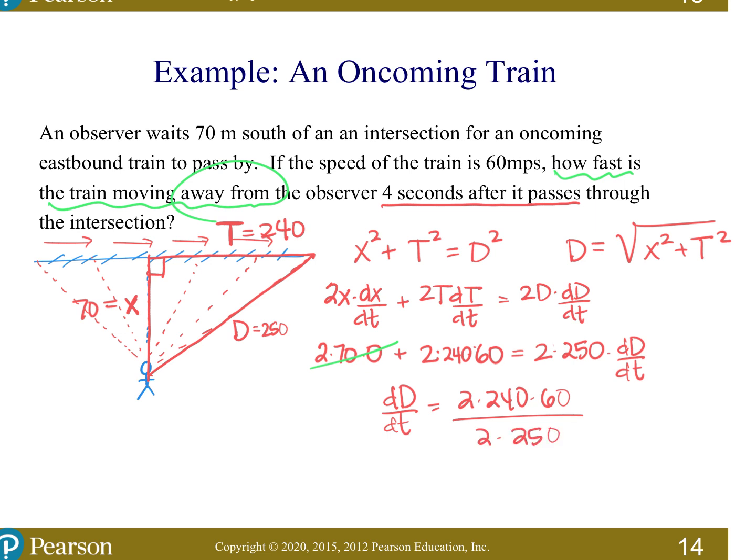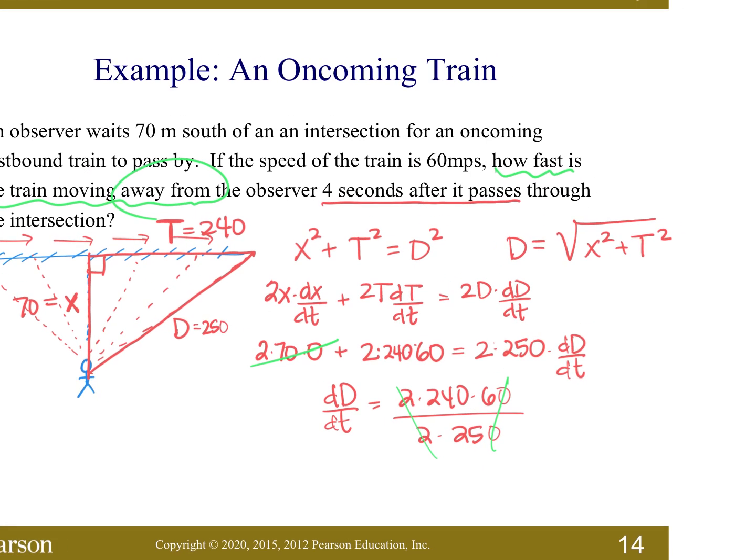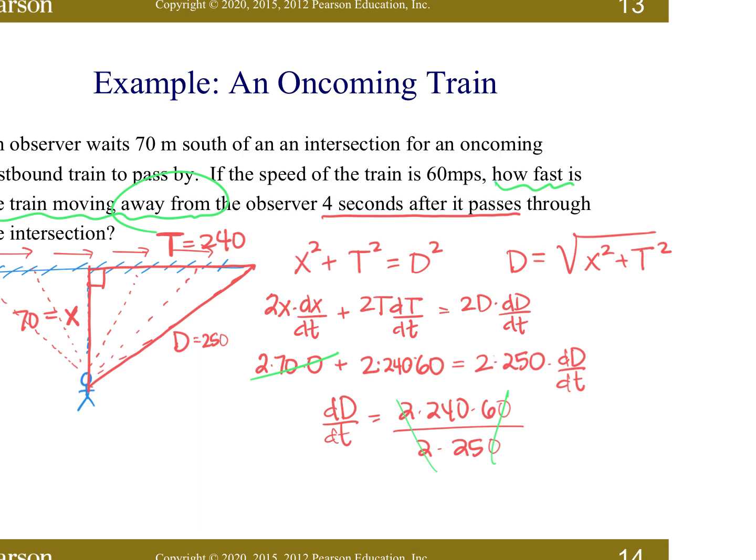So I don't usually multiply it all out. I just kind of leave it in its multiplication form, and then I can see that my 2's will reduce. I've got a couple zeros that can reduce. So I really have 240 times 6 over 25. And then I use my calculator to evaluate that. And the units, I'm measuring the distance. So the numerator is measuring the distance, so that'll be measured in meters. And then the time is measured in seconds.